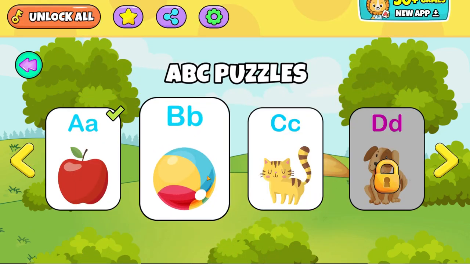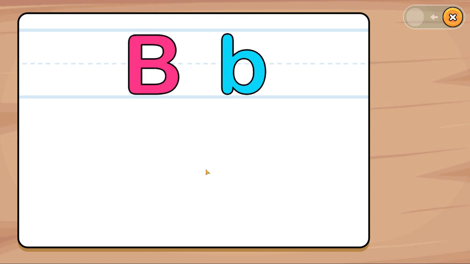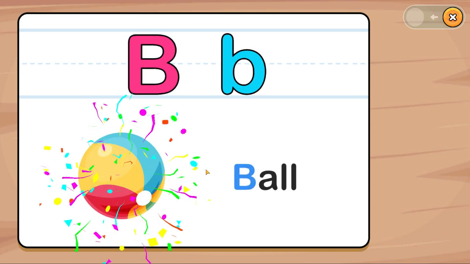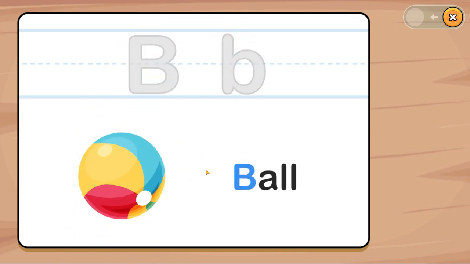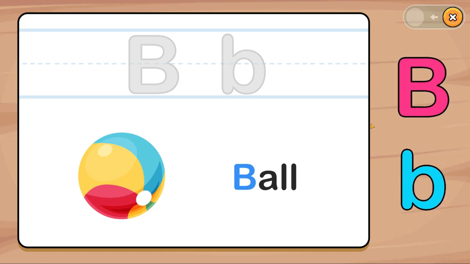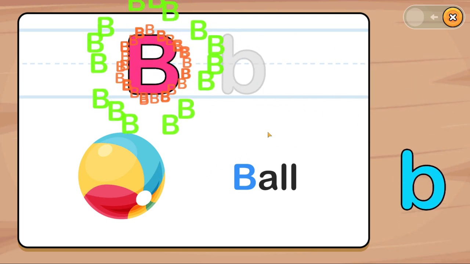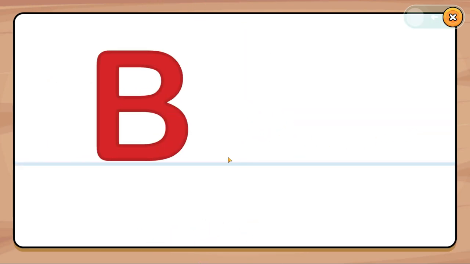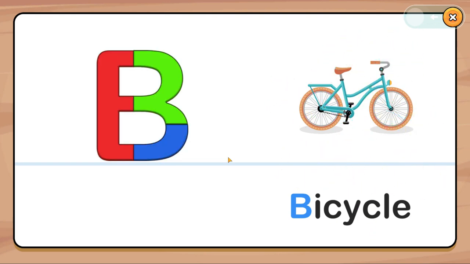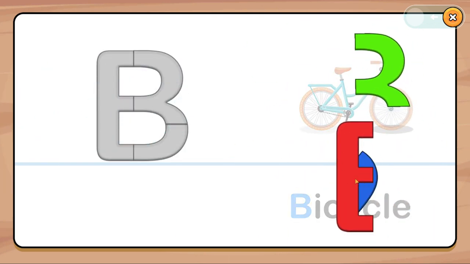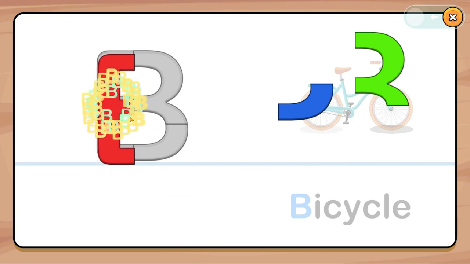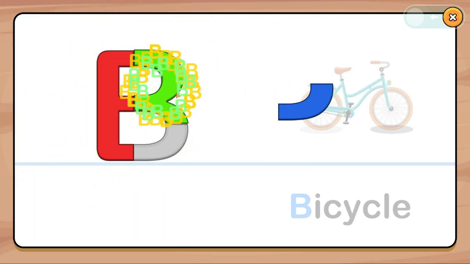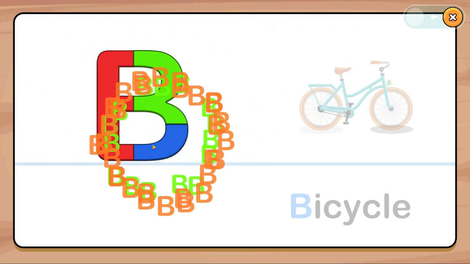Let's start. B is for ball. B. Smart. B is for bicycle. Good one. Wow. Well done. B.